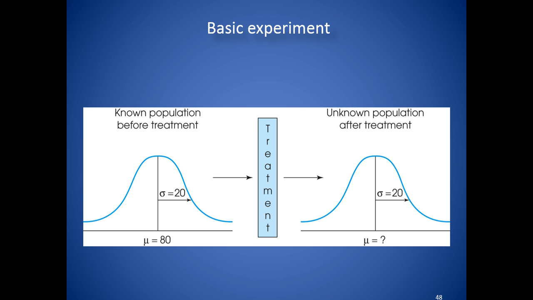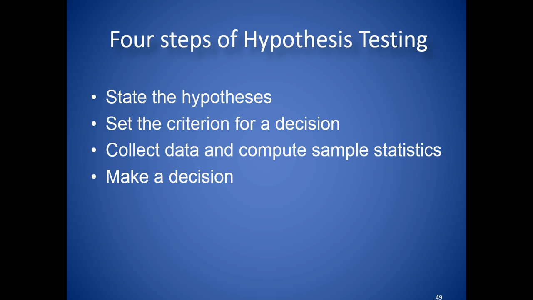We know that the sigma is constant at 20, but the question now is what is the treatment effect of a new drug to lower the cholesterol? So the question is what would be the mu? What would be the mean of this unknown population after the treatment? And your hypothesis simply says: is the mean of the sample population noticeably different than the known population mean?